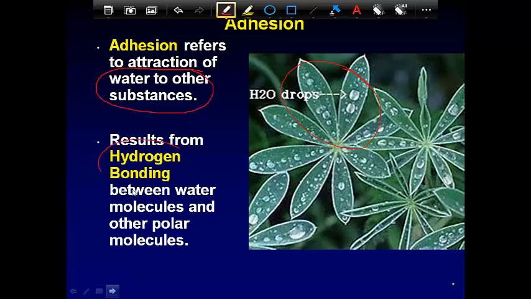Again, it always comes back to this hydrogen bonding. So if the water molecule has positive and negative charges, and it is interacting with other polar molecules, for example, on the surface of the glass of your car, there's positive and negative charges. On the surface of a leaf, there's positive and negative charges. Water will stick to those positive and negative charges as well. So again, that's called adhesion.